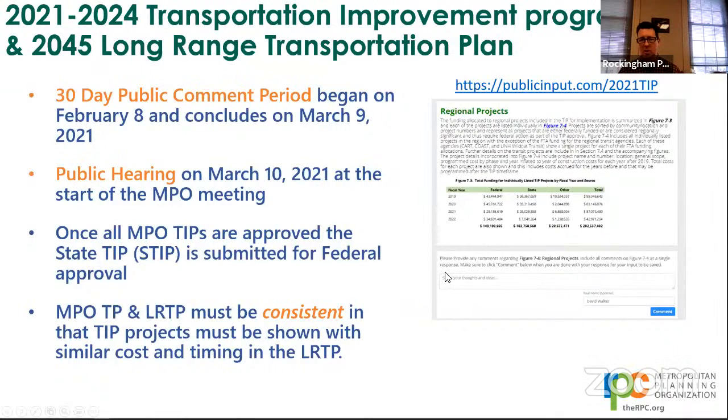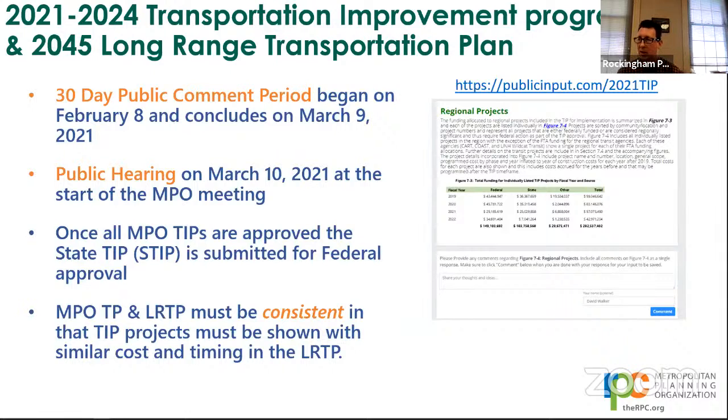Once all of the TIPs are approved around the state, they become the STIP, which gets submitted for federal approval by the Federal Highway Administration and Federal Transit Administration. The big concern that we have is that we make sure our Metropolitan TIP and long range transportation plan are consistent, in that the projects are shown with similar costs and timeframes in both documents.